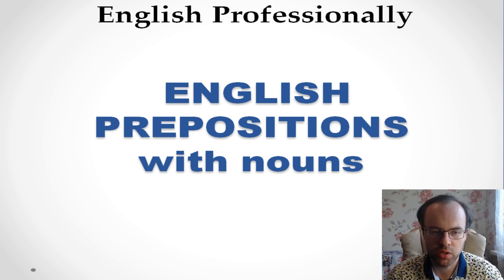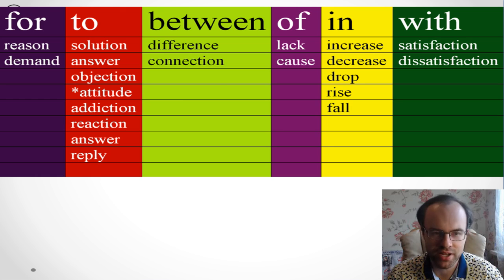I'm sure it will help you a lot to speak English fluently and correctly. And basically you just need to know this information. There are some nouns and we need to use a certain preposition after them. For example, reason. So we say reason for.